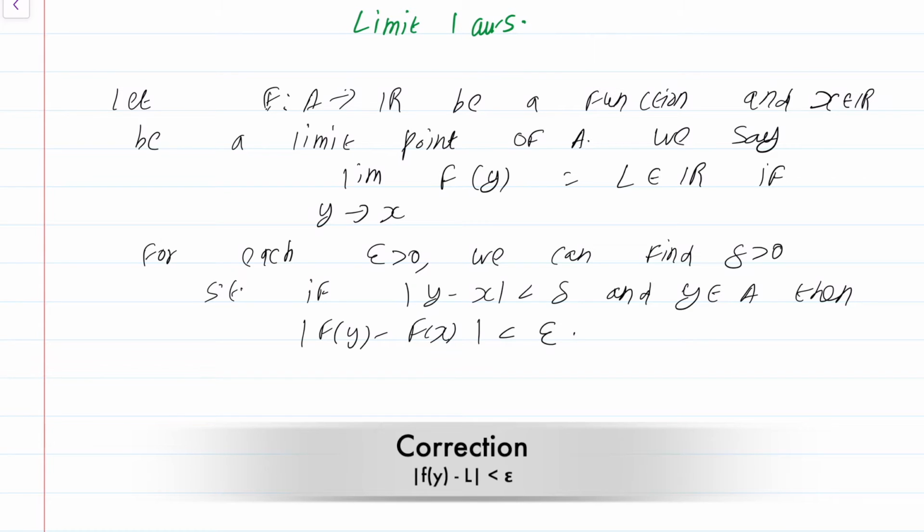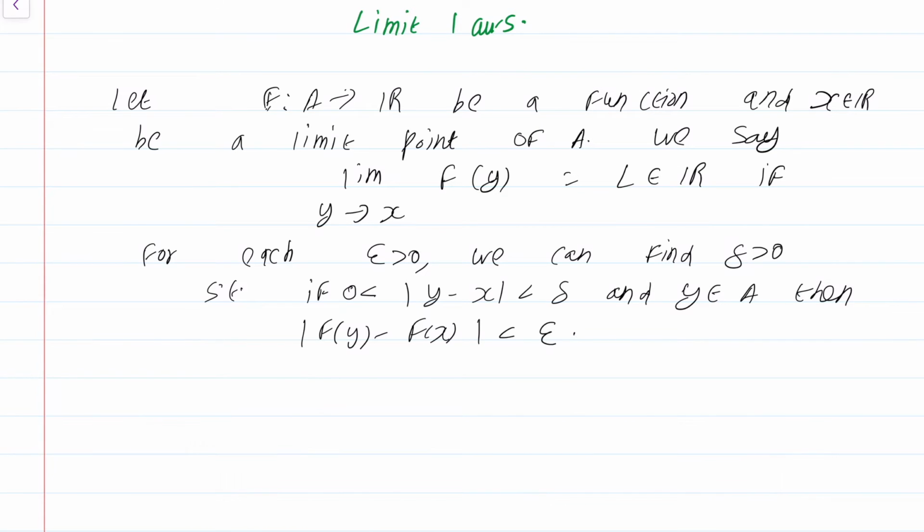So this was the definition of a limit. I made a mistake. It should be: if 0 less than modulus of y minus x less than delta. Remember, the reason why we put a 0 less than is to ensure that y is never equal to x. This is a definition of what happens to f as y approaches x but is never equal to x.